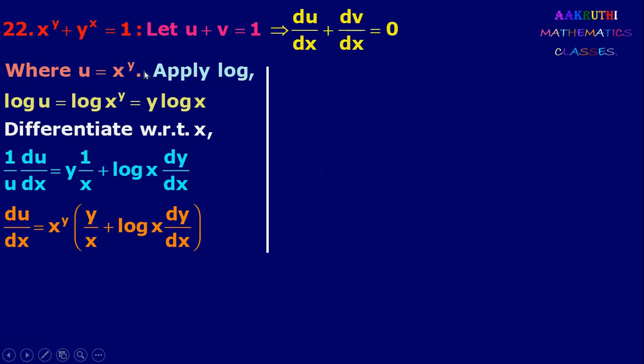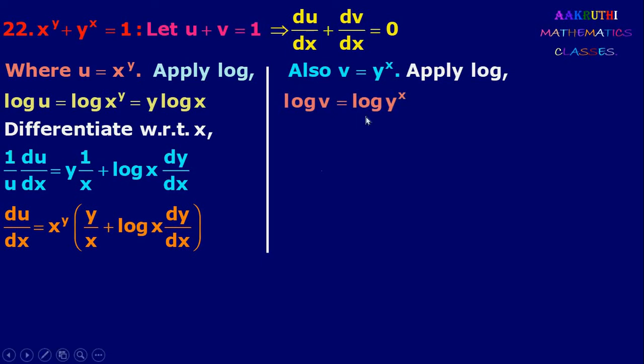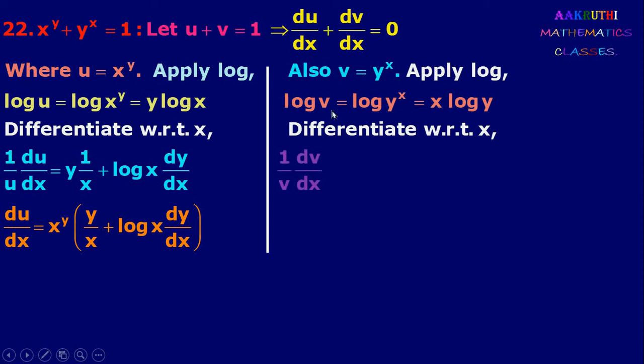Now here v equal to y to the power x. Here also apply log on both sides. We get log v equal to log of y to the power x. We can simplify this. So we get log v equal to x into log y. Differentiate with respect to x. We get log v differentiation is 1 by v into dv by dx. And here again uv rule. It is x into log y differentiation is 1 by y.